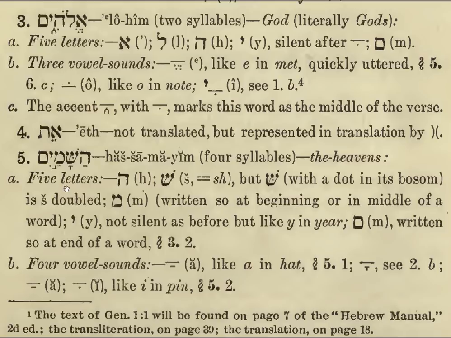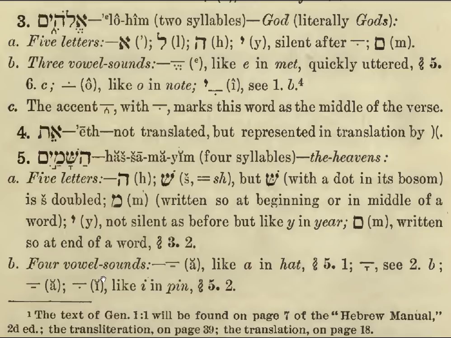Five letters. He, Shin, with a dot in the middle, so it's doubled. Hash, Sham, Ma, Yim. The M, written this way in the middle of a word. The Y, not silent here, but pronounced as a consonant, like Y. And M at the end of a word. Hash, Sham, Ma, Yim.